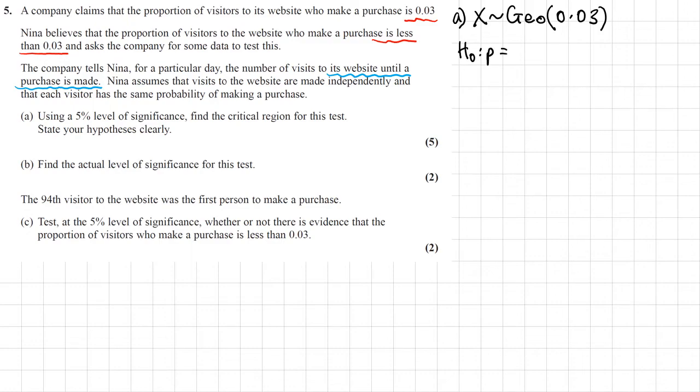Since this is a hypothesis test, I want to state H0 and H1. So H0 is going to be that the probability that somebody makes a purchase is 0.03, and then H1 is going to be that the probability is less than 0.03. Now remember, with geometric, the upper and lower tail tests reverse, so even though this is less than, with geometric this is an upper tail test.